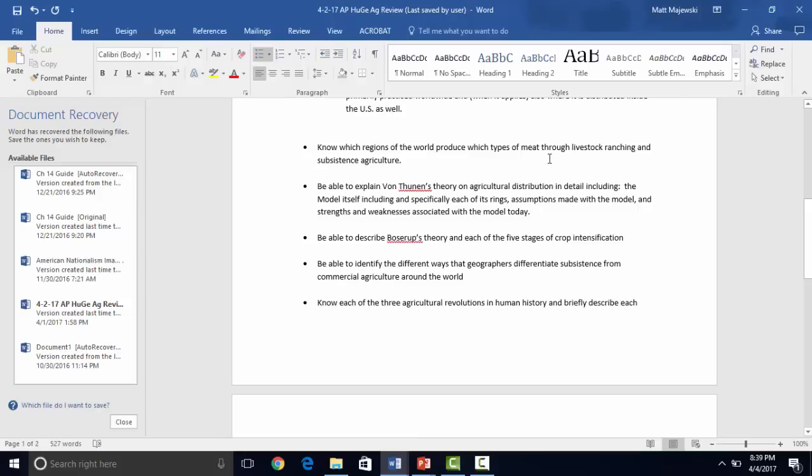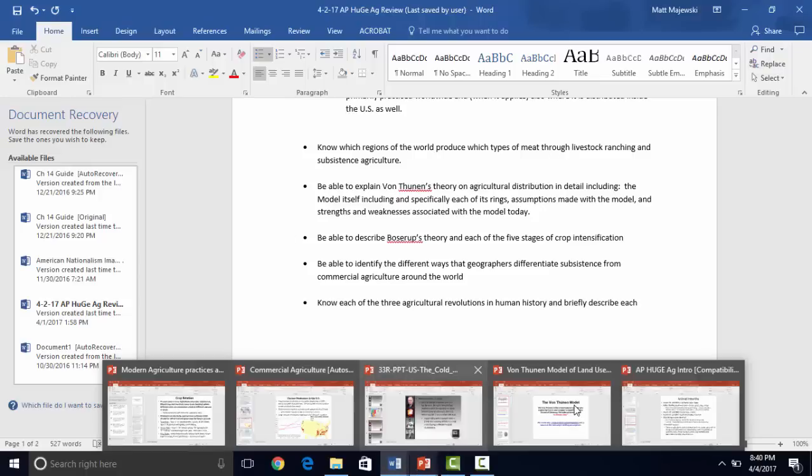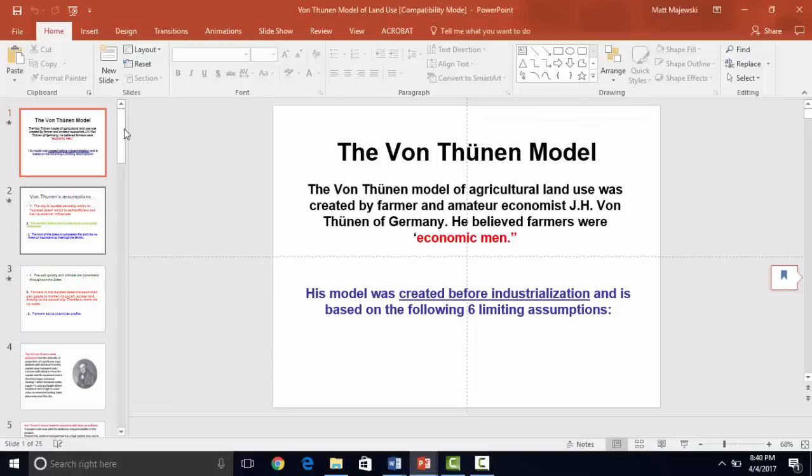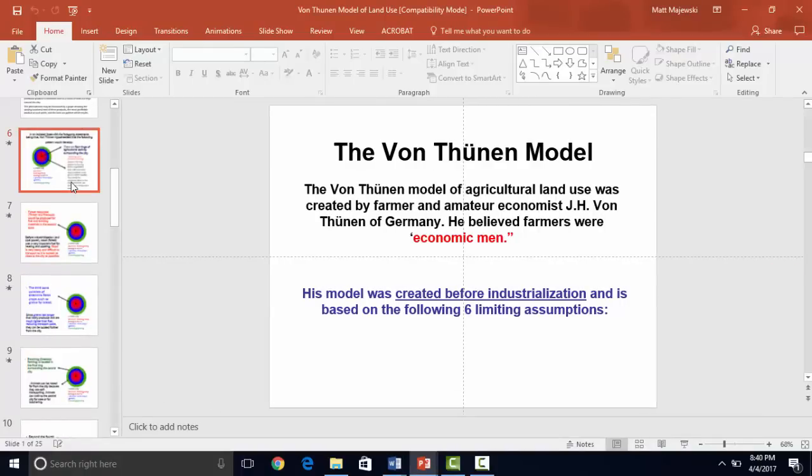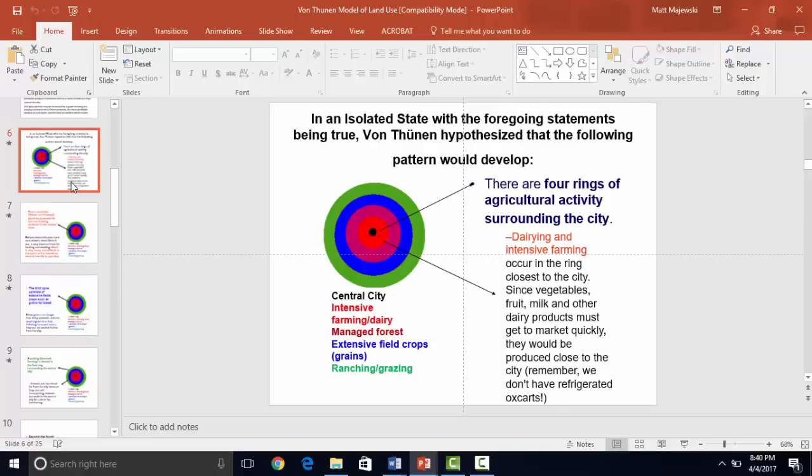Be able to explain von Thunen's theory on agricultural distribution in detail, including the model itself, and specifically each of its rings. Also the assumptions made with the model and the strengths and weaknesses associated with the model today. Your notes included all of this, so hopefully you were paying attention when we went through von Thunen. First off, his model claims to be able to identify the location of types of agriculture around a market. So we're going to start with the rings of activity. First, he says, there is a city center. That's where the market is.